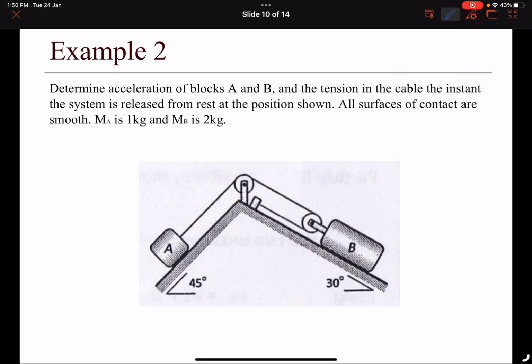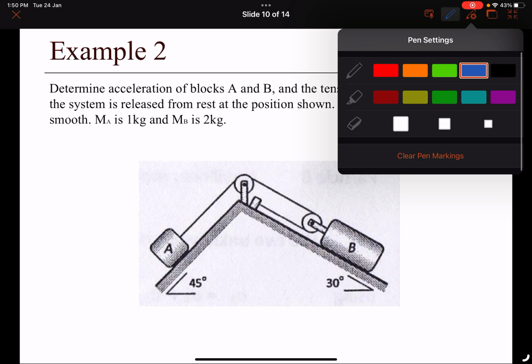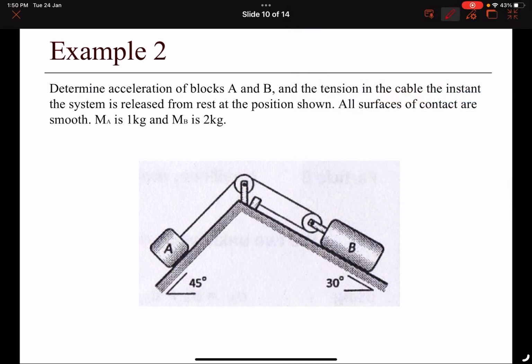Okay guys, so we are continuing the second part of the video, lecture 13, which is kinematics. So this time I will explain example 2. Sorry, because I have to explain faster, very quickly.